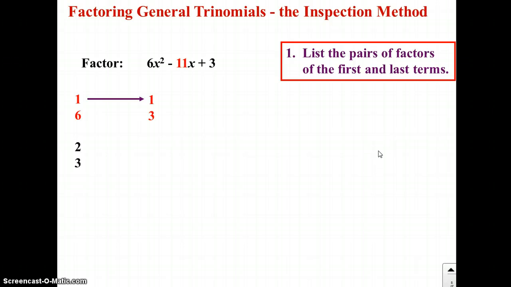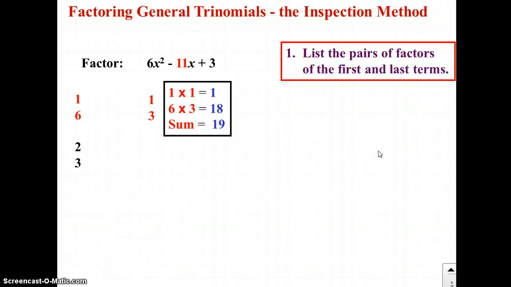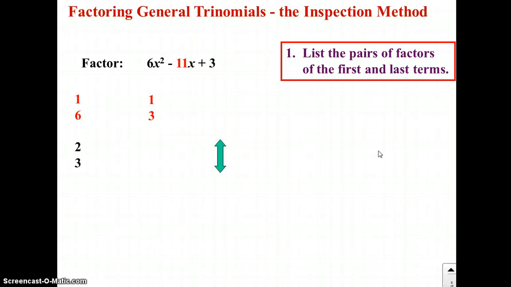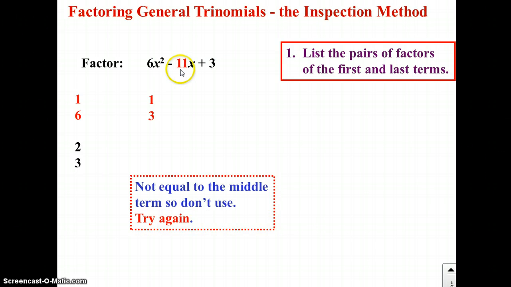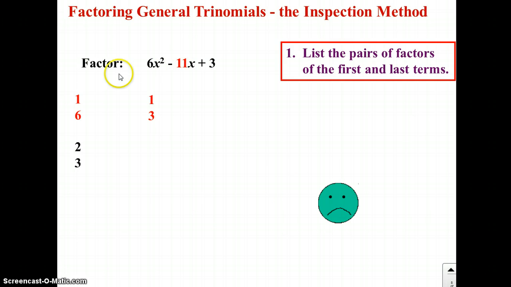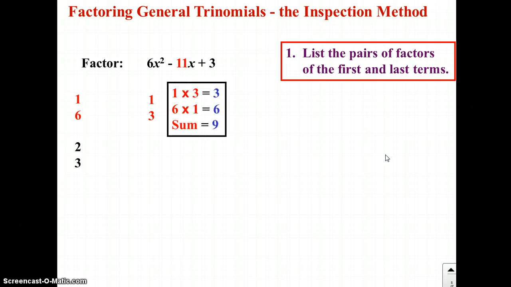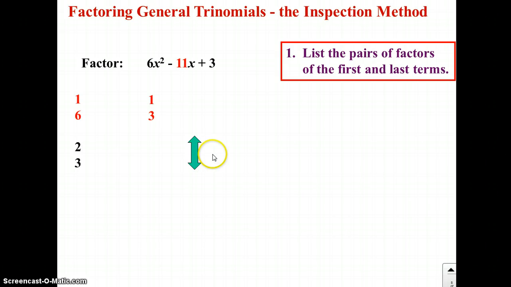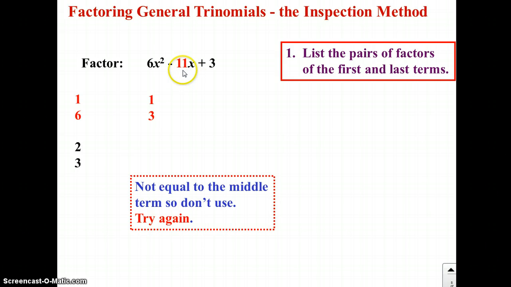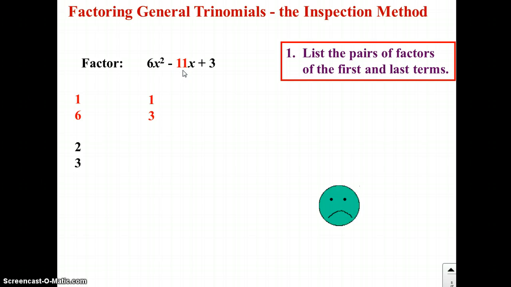1 times 1 and 6 times 3. Those two numbers, 1 and 18, add up to 19. That does not give us negative 11. So we're not going to use 1 and 1, 6 and 3. If I try 1 and 3, 6 and 1, we get 1 times 3, 6 times 1, 3 plus 6 doesn't add to 9. Sorry, it does add to 9, doesn't add to negative 11, so we're not going to use that one.